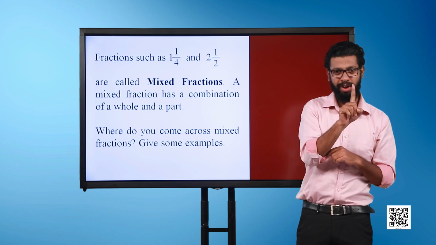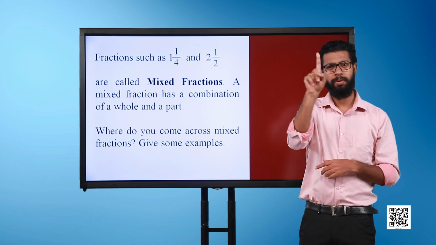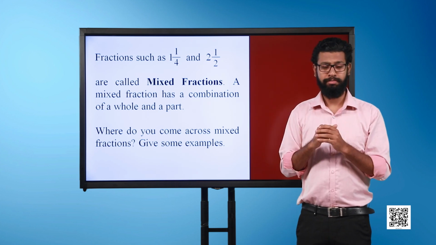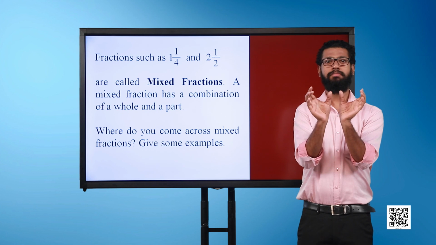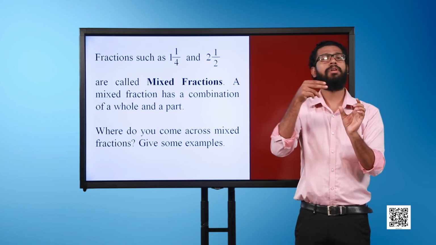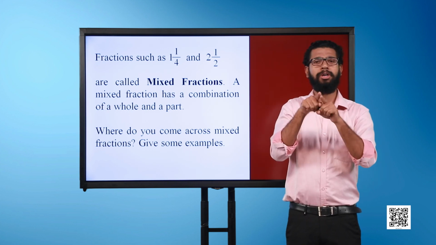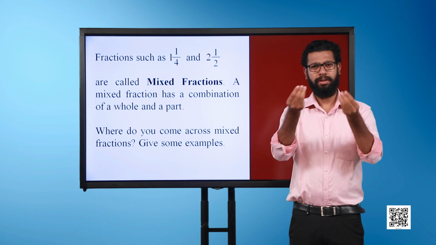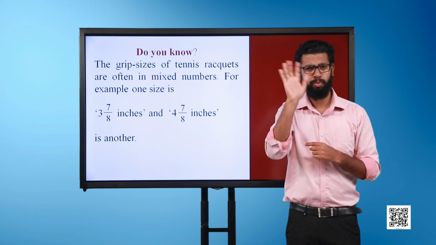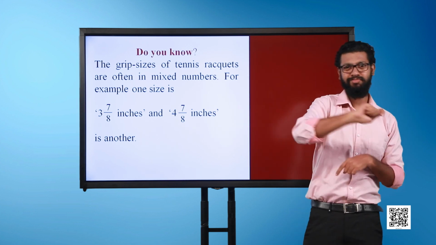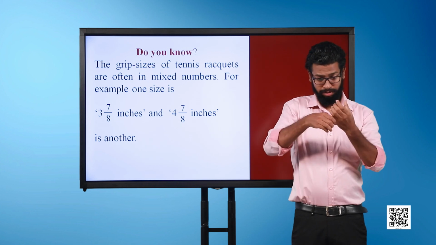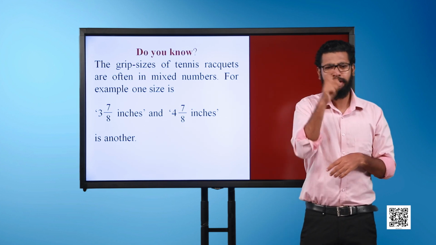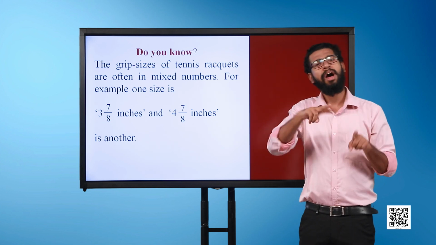Fractions such as 1¼ and 2½ are called mixed fractions. A mixed fraction has a combination of a whole and a part. Where do you come across mixed fractions? Give some examples. Do you know? The grip sizes of tennis rackets are often in mixed numbers. For example, one size is 3⅞ inches and 4⅜ inches is another.